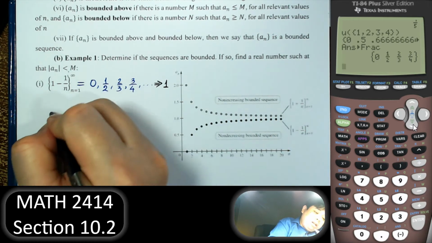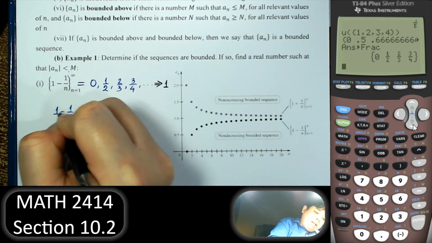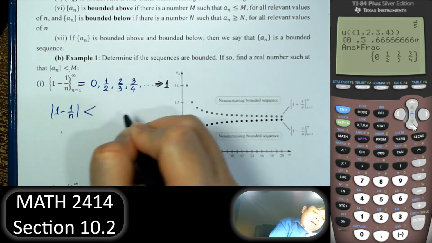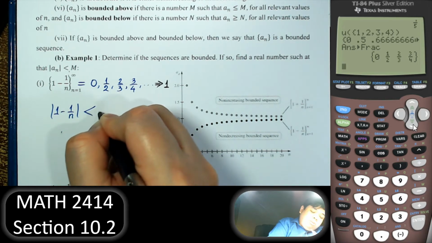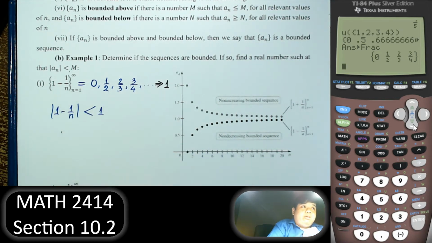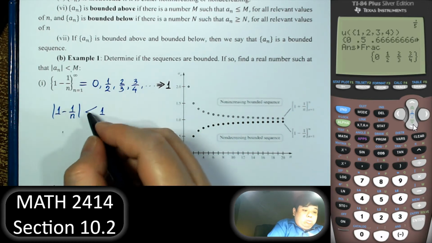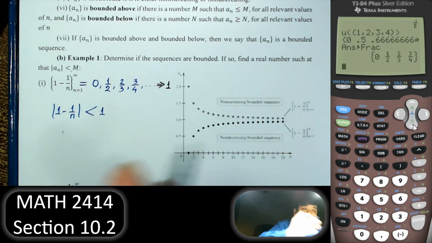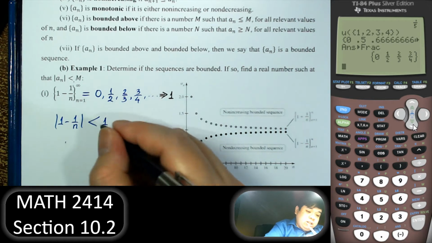So in that case, we say 1 over 1 minus n is going to be less than 1. For finite n, it could be less than or equal to 1 if we're including when n goes to infinity. So in this case, m equal to 1.